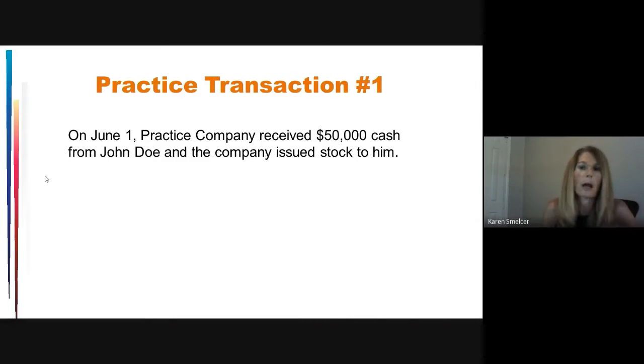So let's run through some practice transactions. Okay. On the screen, you should see on June 1st, Practice Company received $50,000 of cash from John Doe, and the company issued stock to him. So take a minute and think about which accounts we need to use for this transaction, what type of account they would be, and which accounts you would debit and which you would credit.